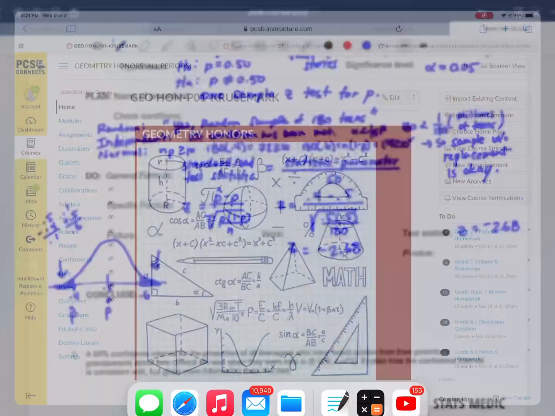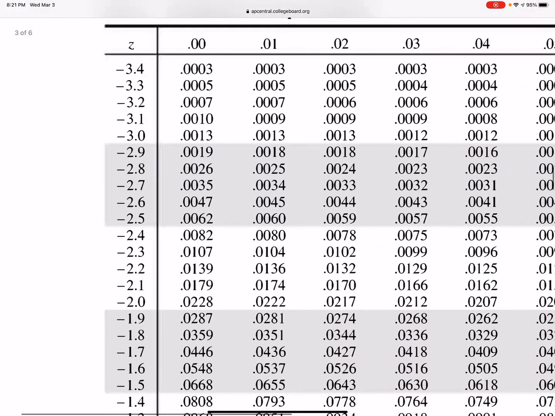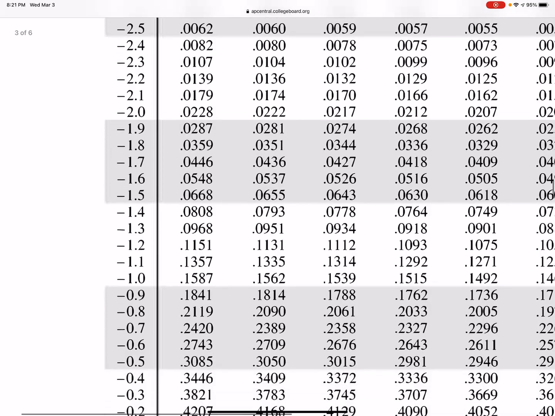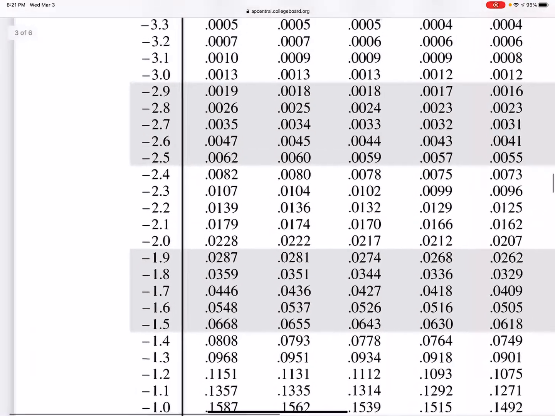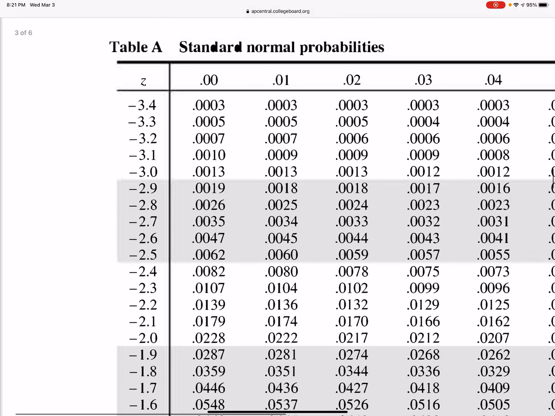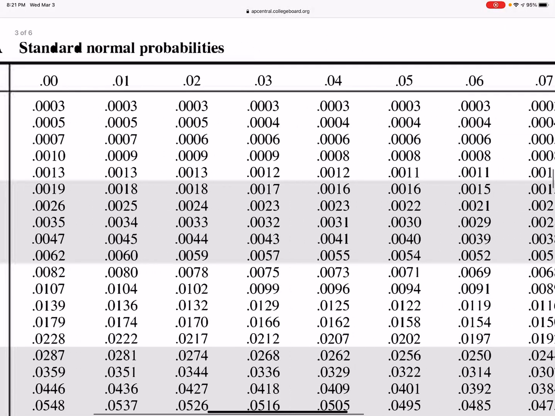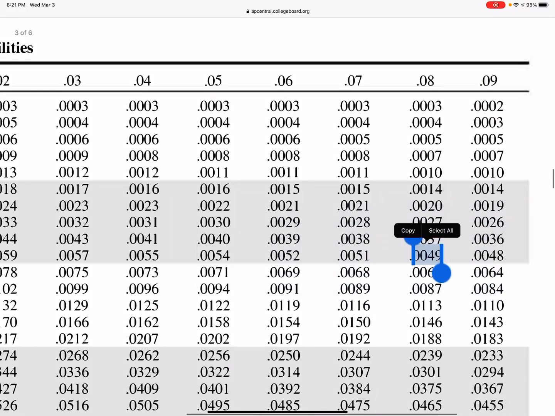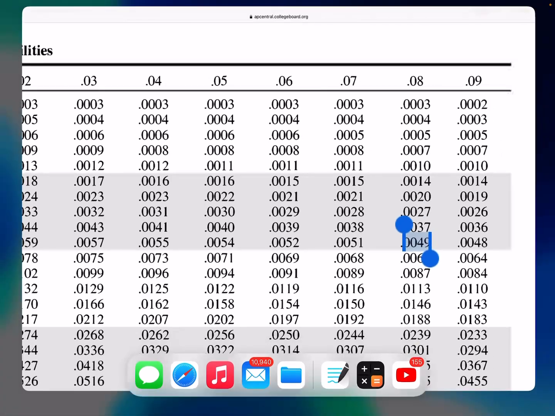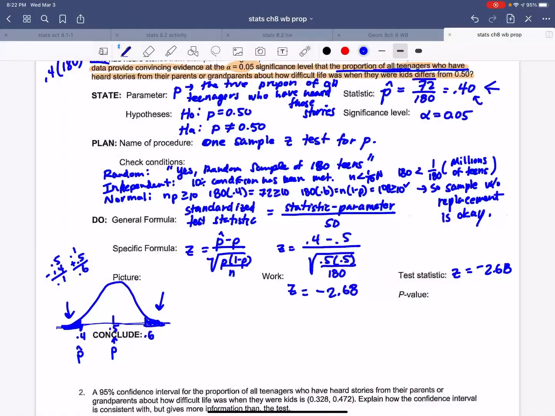So if you want to go to your table A, let's see if I got my table A. My z-score is negative 2.68. Negative 2.68. So it's this number, 0.0037. And again, I have two of those. So that gives me my p-value. Okay, that's pretty rare.